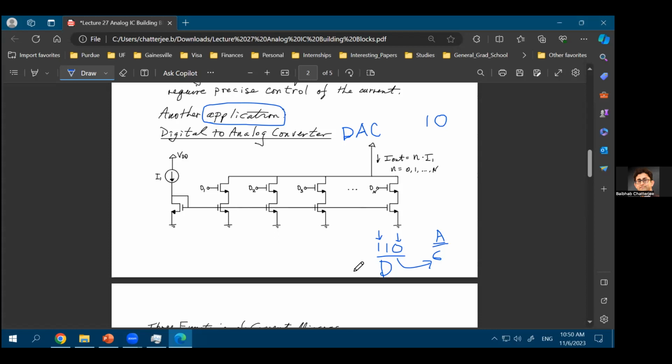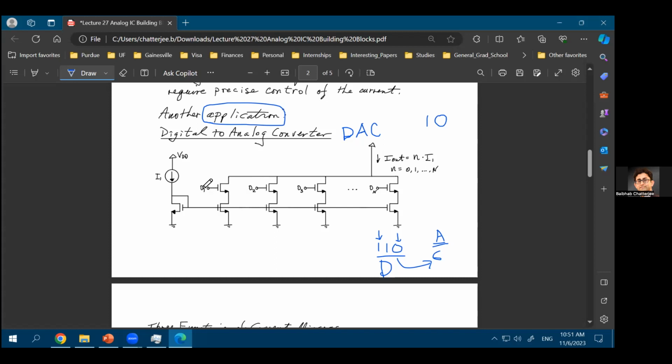Now, how do you convert this digital data of 110 to 6 volts, for example, or the corresponding current with respect to 6 volts? Let's say you have a 1 kilo ohm resistance, and you have this 6 volt voltage across that resistance. The amount of current passing through that resistance will be 6 milliampere. So how do you convert this digital data of 110 into the equivalent amount of voltage or current? This is one application of this current mirror architecture.